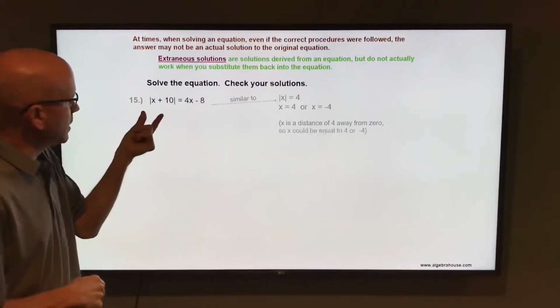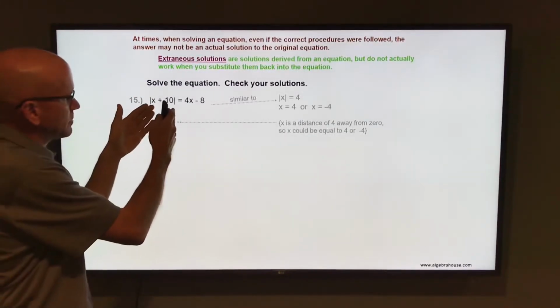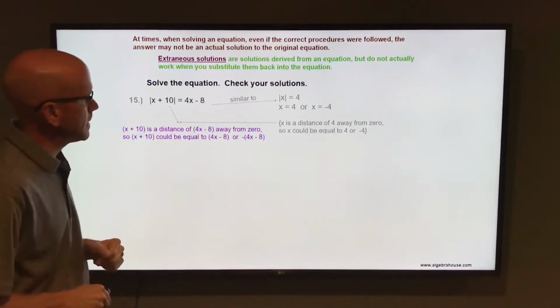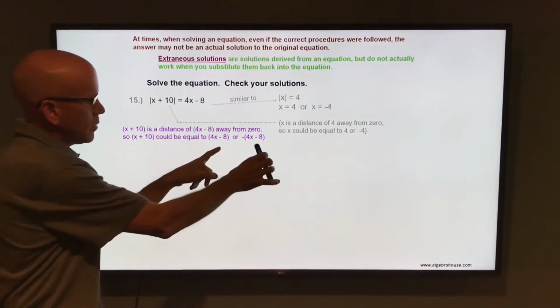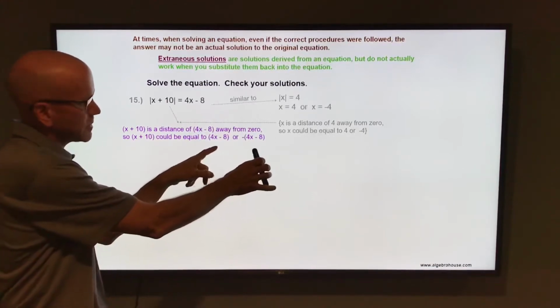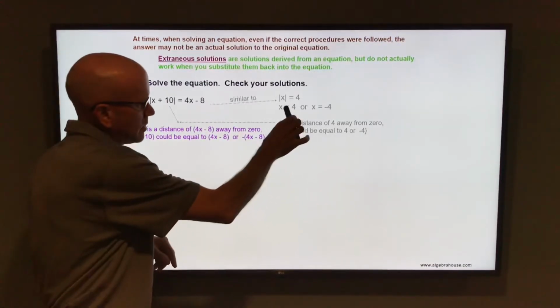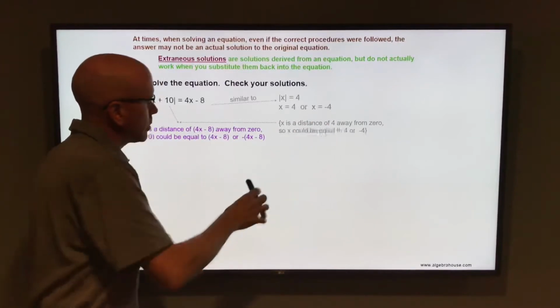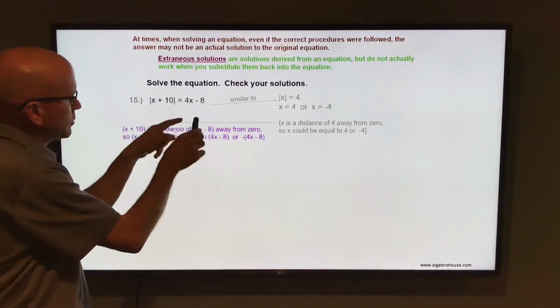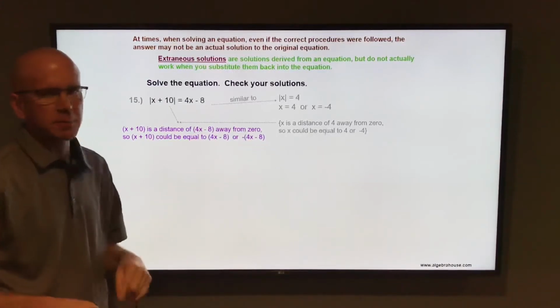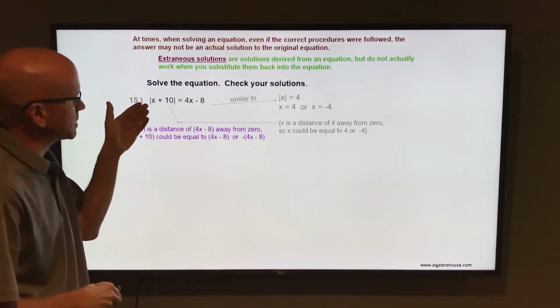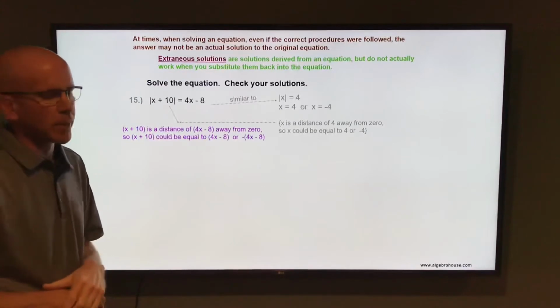Well, same thing here. If the distance that x plus 10 is from 0 is 4x minus 8, then x plus 10 could be positive 4x minus 8, or it could be the negative of 4x minus 8. Just like x here could be positive 4 or negative 4, this x plus 10 could be equal to the positive of 4x minus 8 or the negative of 4x minus 8, because the distance that x plus 10 is from 0 is 4x minus 8.